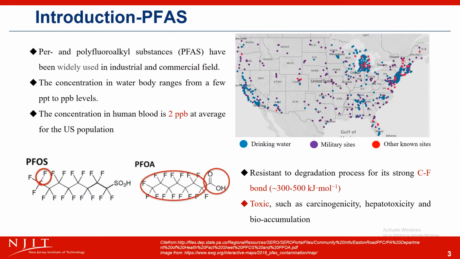Per- and polyfluoroalkyl substances, or PFAS, have been widely used in industrial and commercial fields. The concentration in water bodies ranges from a few parts per trillion to parts per billion levels. The concentration in human blood is 2 parts per billion on average. Their resistance to degradation is due to a strong carbon-fluorine bond. And finally, they are very toxic to humans.